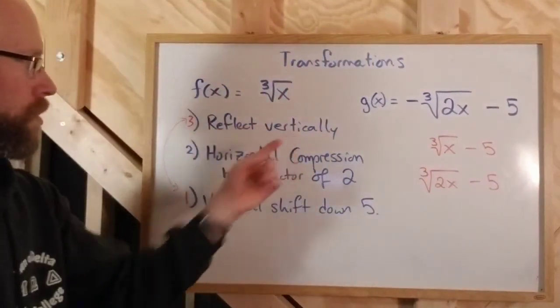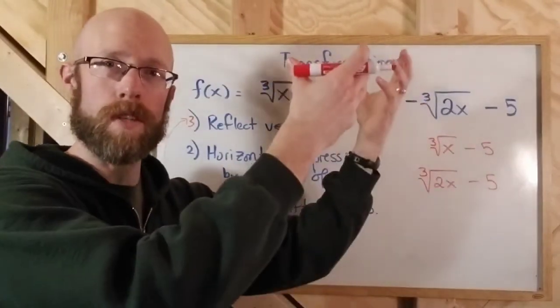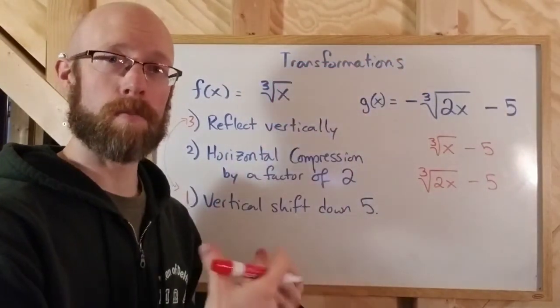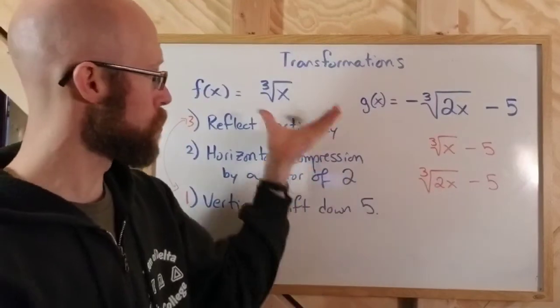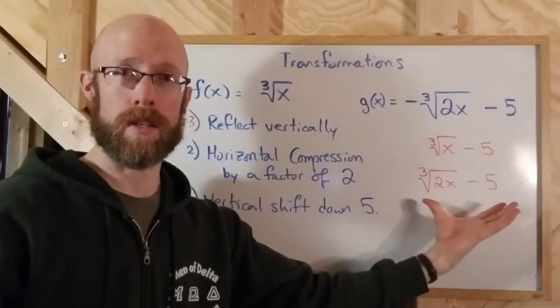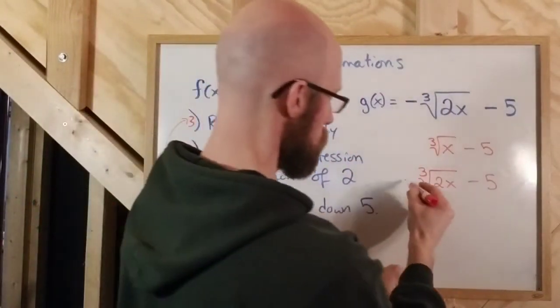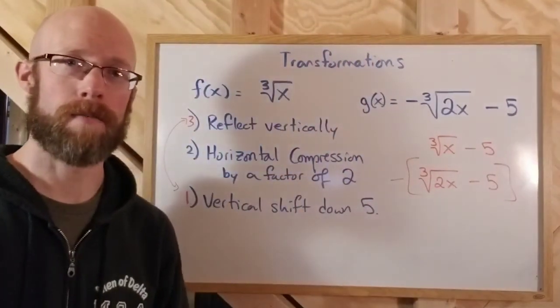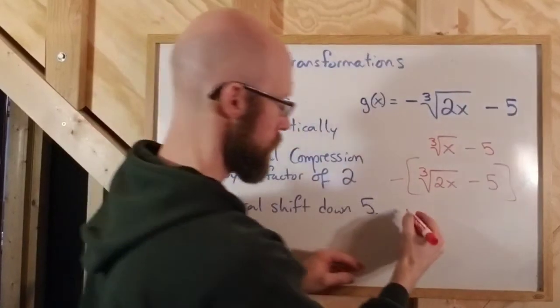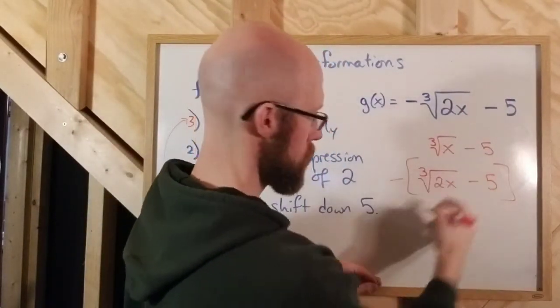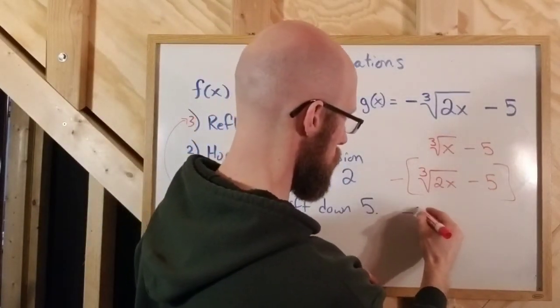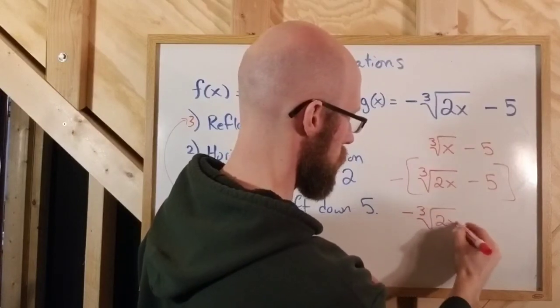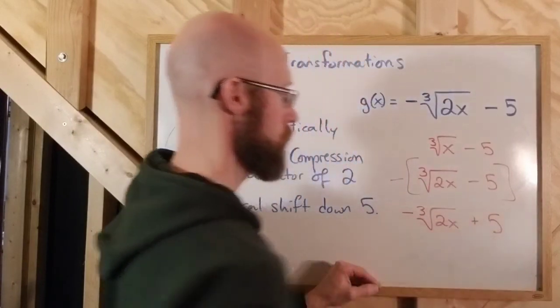And then you do your vertical reflection. Well, once it's already shifted, the vertical reflection is going to be a little bit different because now it applies to the whole thing. It applies to this whole function. And so I need to multiply that entire function by a negative, okay? And when I do that, it's going to distribute to the other term. So I end up with a negative cube root of 2x plus 5, okay?